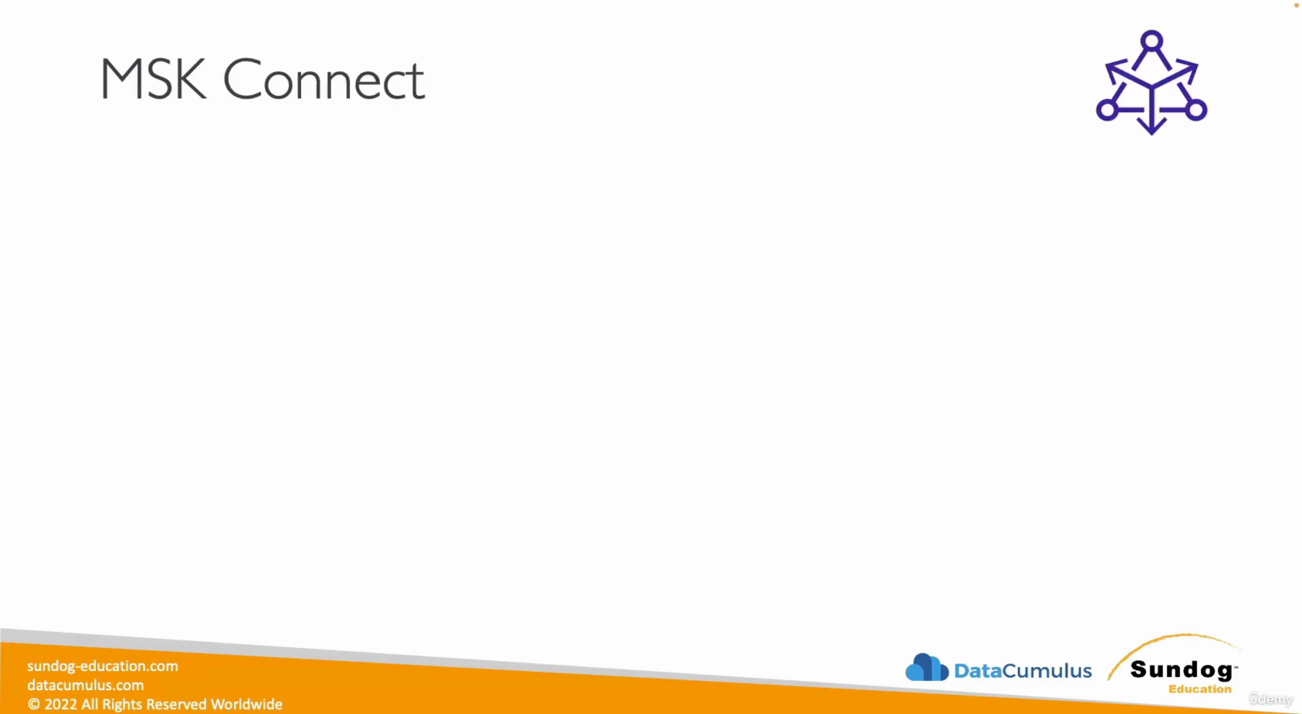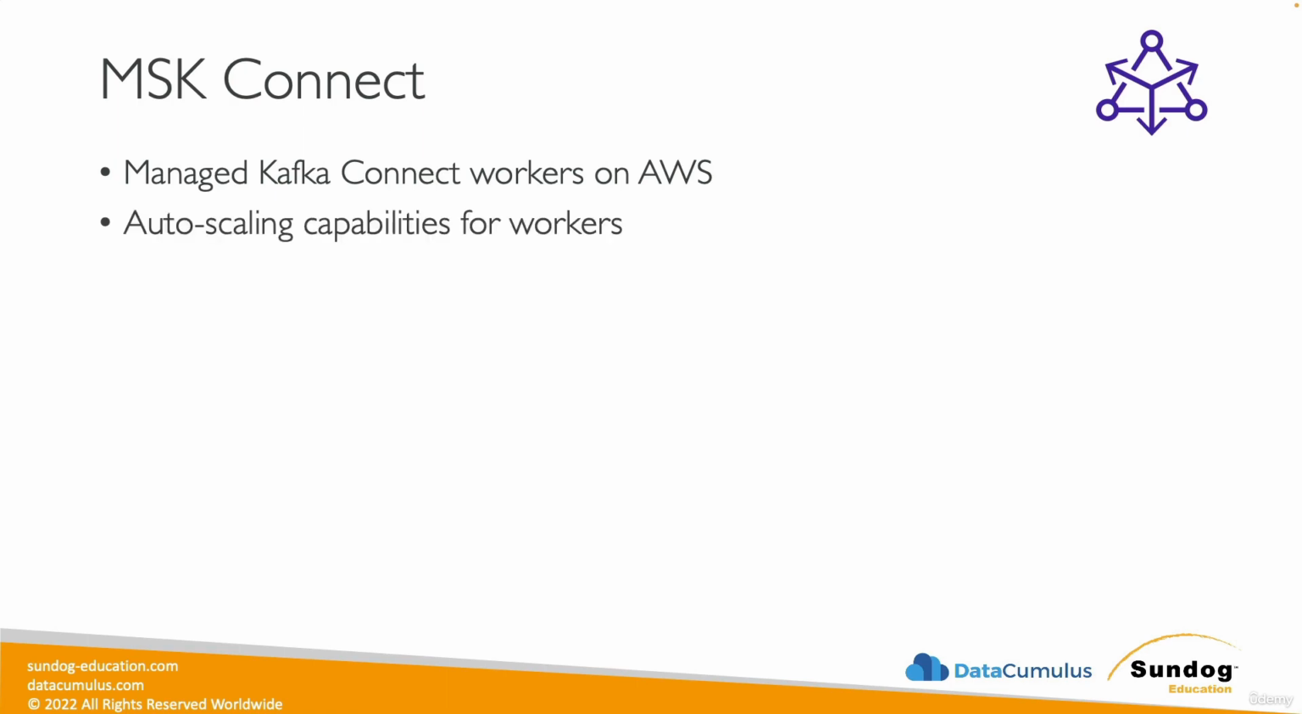So here is a feature about MSK called MSK Connect. The idea is that in the Kafka world, you have something called Kafka Connect. And Kafka Connect is a framework to take data from Kafka and put it somewhere else, or vice versa, to take data from somewhere else and put it in Kafka. And when you use the Kafka Connect framework in MSK, what you can do is to use MSK Connect, which is going to give you managed Kafka Connect workers on AWS with auto-scaling capabilities.